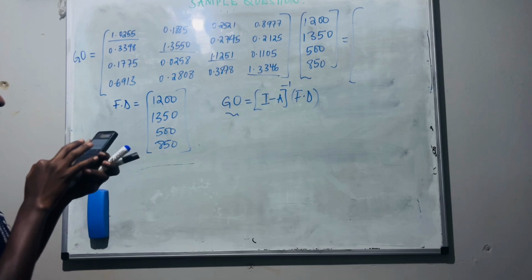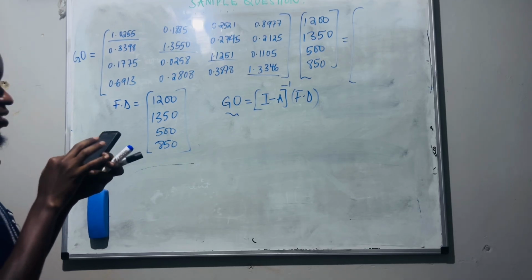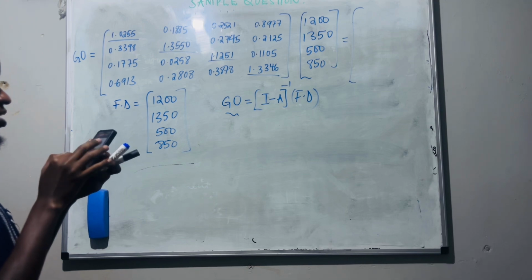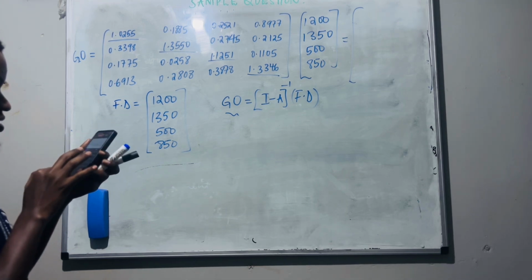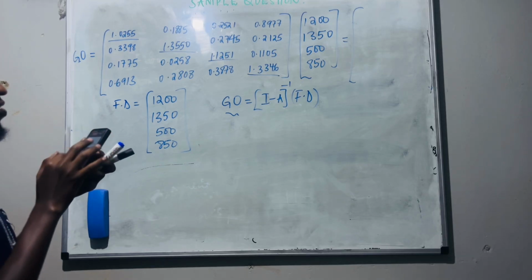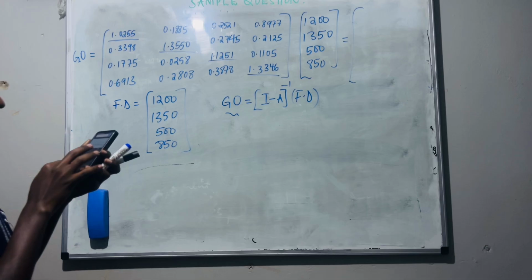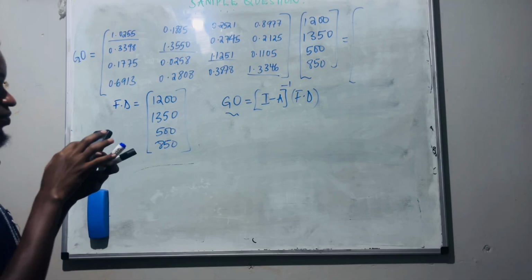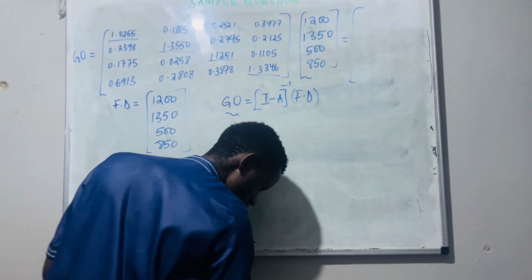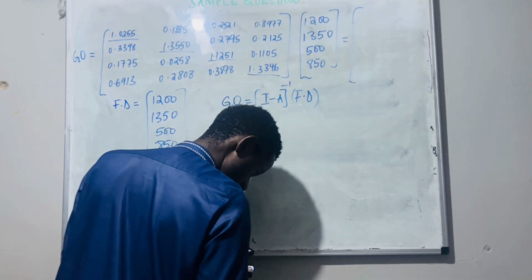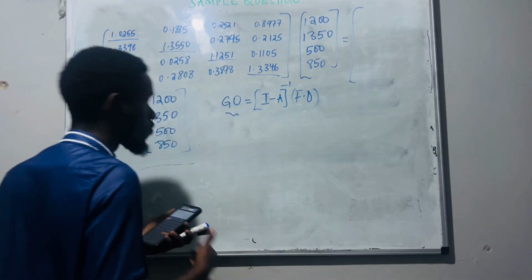Now I need to multiply. I also input a 4 by 1, which is 1200, then 1350, then 500, and then 850. Then from here I have my answers. Yes, I have the same calculations. It is okay, I am proofreading my answers.